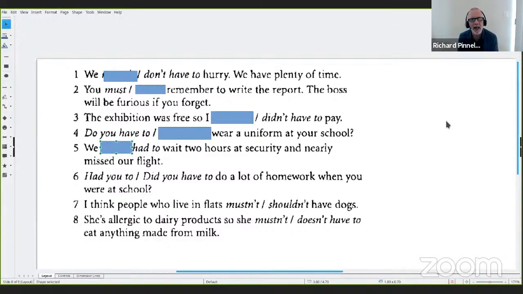Okay, number six. I had to do a lot of homework. Had you to do a lot of homework? Did you have to do a lot of homework? Who's got the answer? Did you? Yeah. Did you have to do a lot of homework? It's a question in the past with had to.